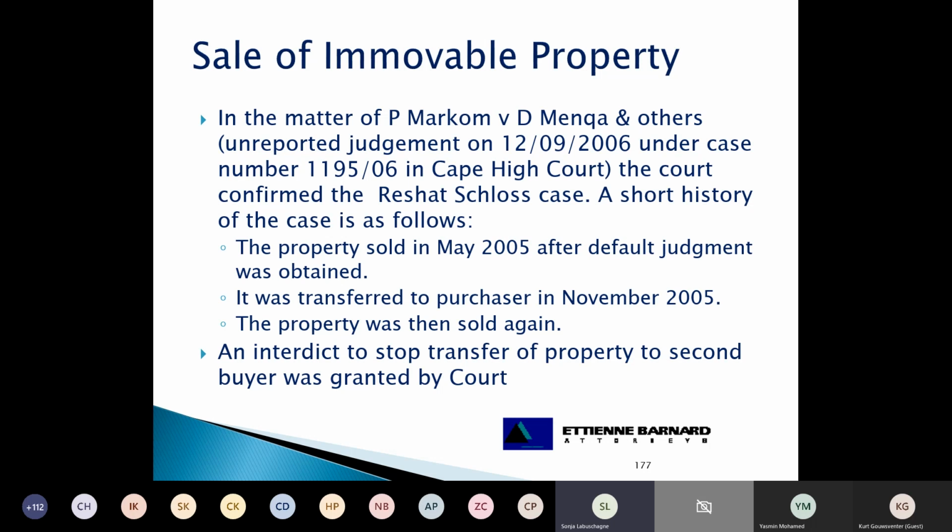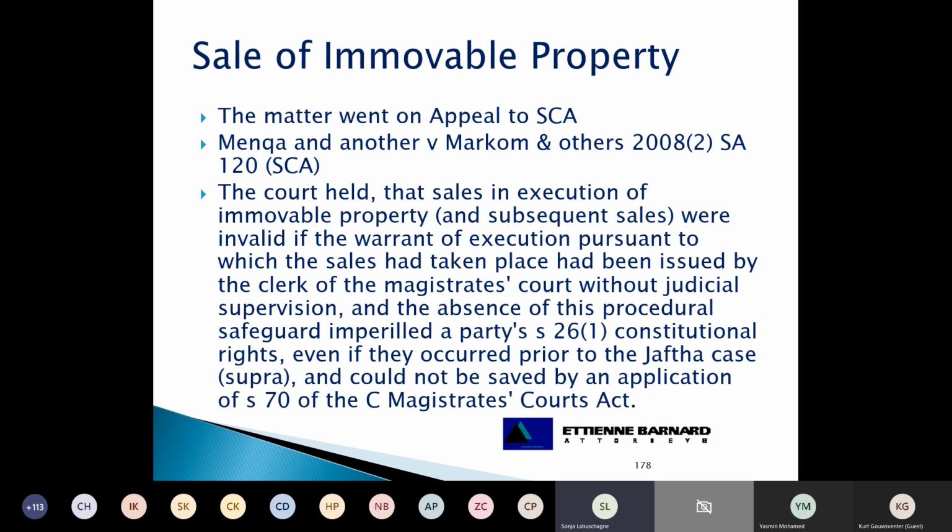And then Mr. Markham said, hang on, wait, something's wrong. We got an interdict to stop the second transfer and brought an application to declare all the previous transfers to be invalid because there was no judicial oversight for the sale of the immovable property. And we went to the SCA, and the SCA agreed and said, this property was sold invalidly, and as a result the transfer of that property is invalid, and the second transfer is also not allowed to go through.